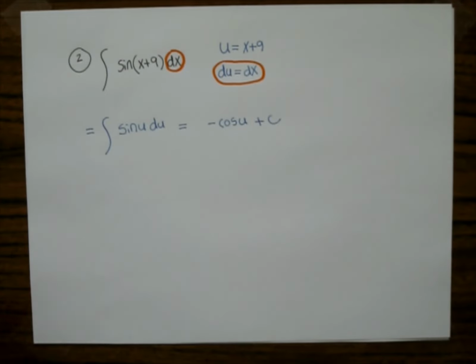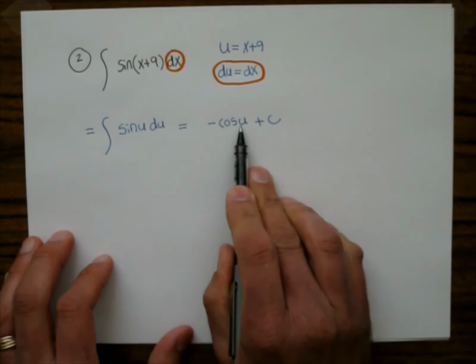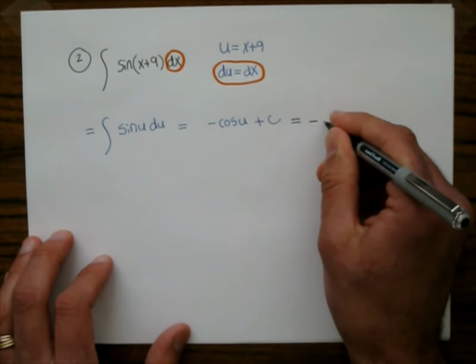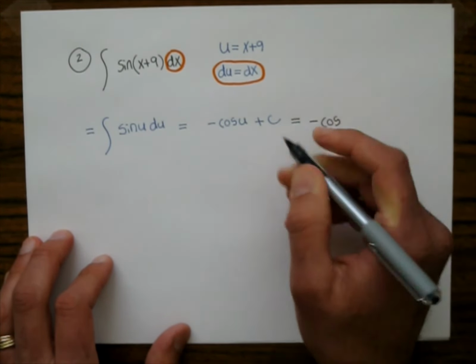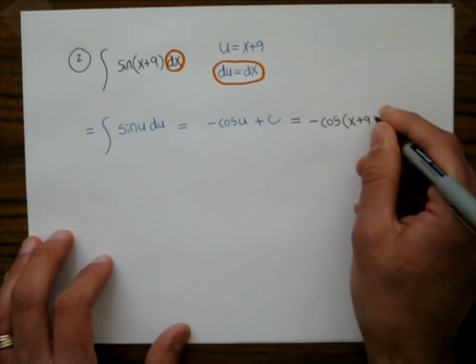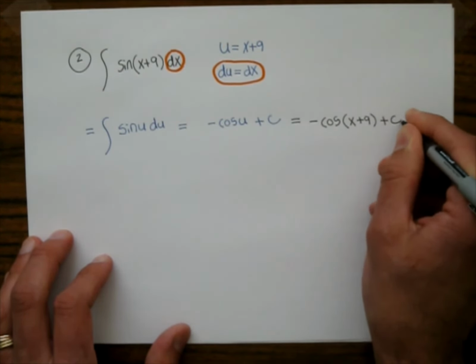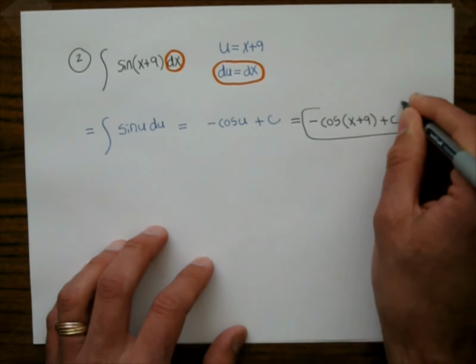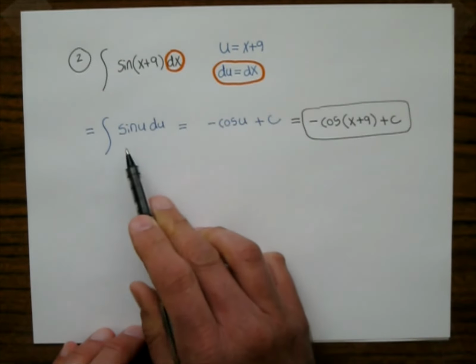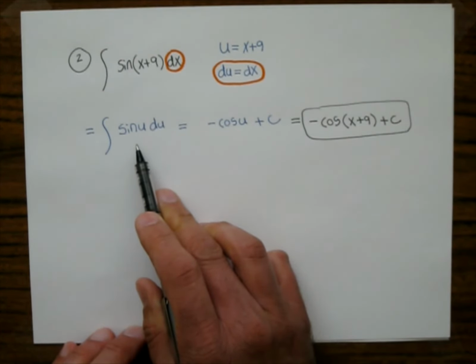Okay, I'm going back to the original problem because I don't want to leave my answers with u's in them. So this is going to be negative cosine of x plus 9, plus a c, and that completes the problem. So think of the substitution rule as you are tricking this problem into becoming a simpler problem.